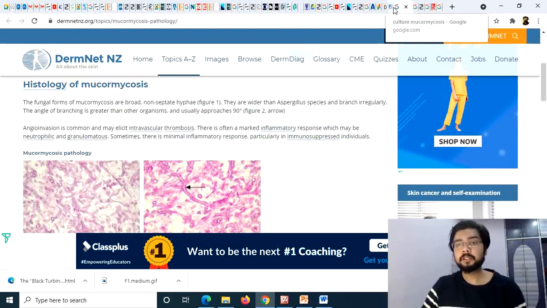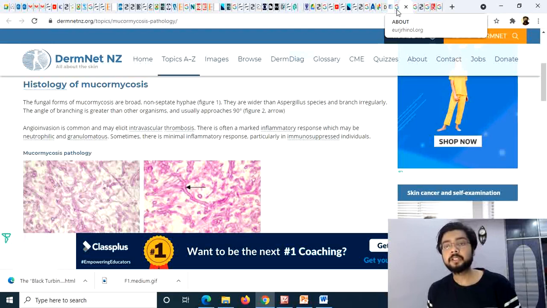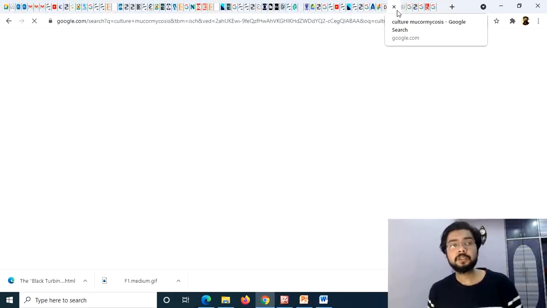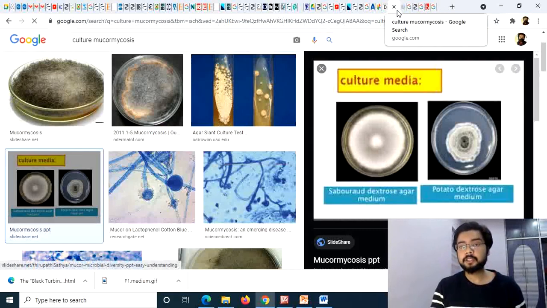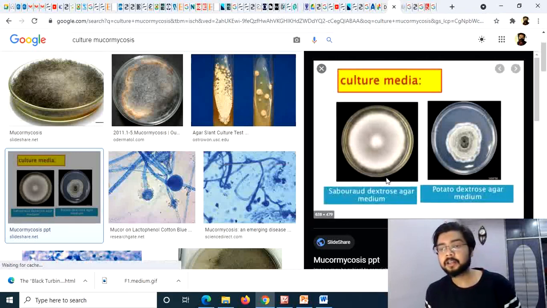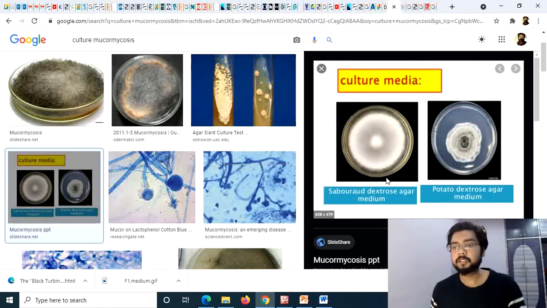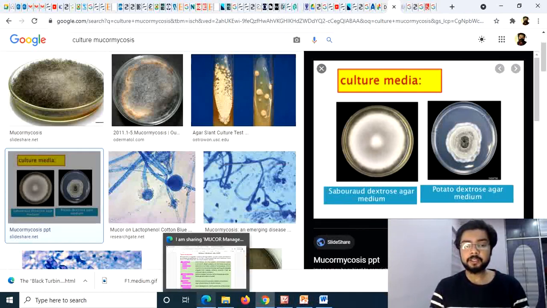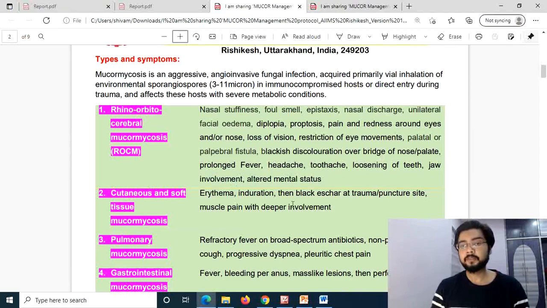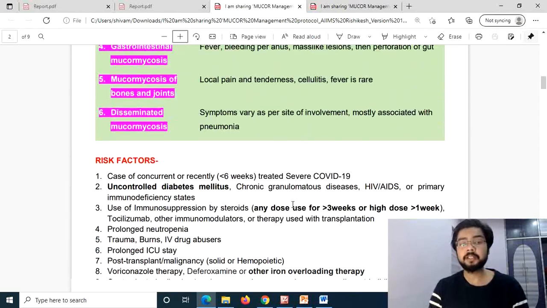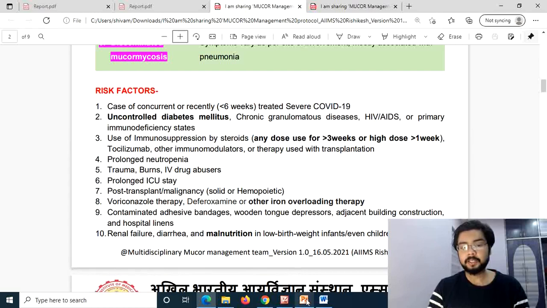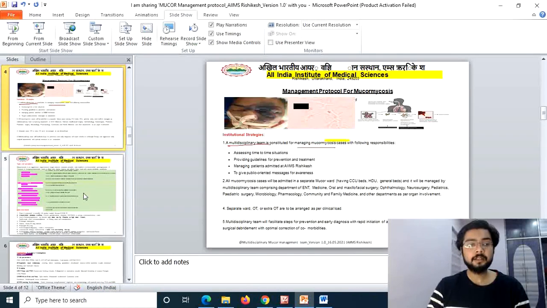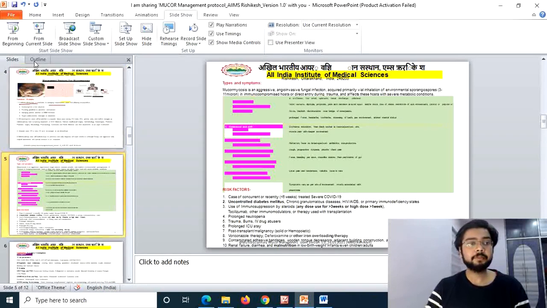Now one more thing I want to tell you is about the culture. How will they look in culture? They look like this. In SDA agar, they will look like a white colony. In potato dextrose agar, again white. Many people are now calling it black fungi. These mucormycosis organisms are not black fungi. People are just naming it black fungi, but they really are not, right? So don't get misguided by the media and what everybody is telling you.